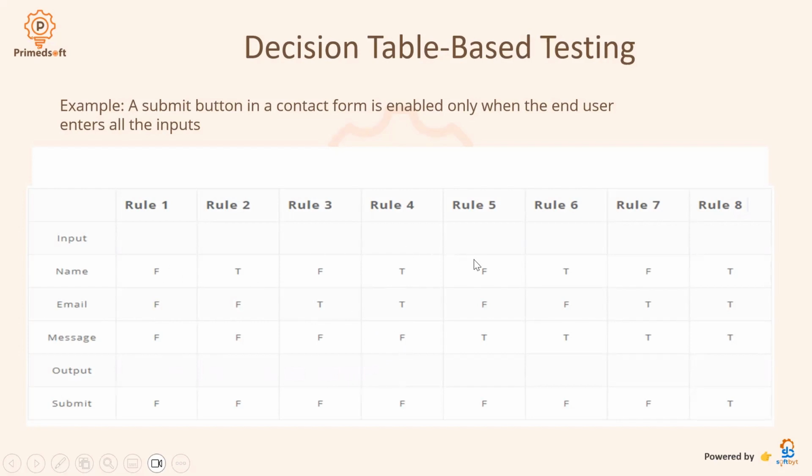Then another rule 5, when you have not entered your name, you have also not entered your email, but you've entered message, the submit button will also not come out. This is how you will test it. So another one is you will enter your name, you will not enter email, you will enter message. F, still not up, right? Rule 7, you enter your name, you will enter email, and you will enter message. Submit button will not come. The only time it will come up is when you must have entered your name, your email, your message, then all of a sudden, submit button will come up.